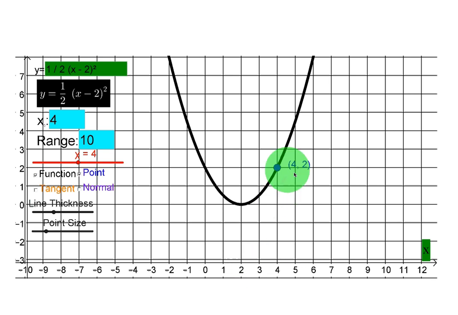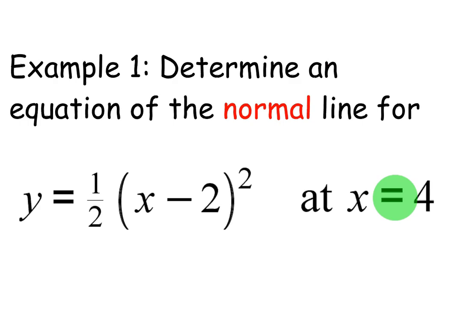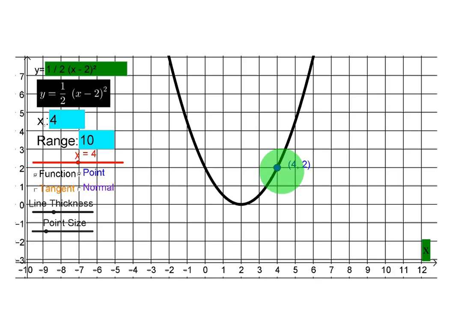The first thing I would say is figure out what the y value is at that point. So just plug in 4 in here and you get 1/2 of 2 squared, which is 4. 1/2 of 4 is 2. So the point would be (4, 2). But I just want to show you kind of what it looks like on the graph as we go through these steps.